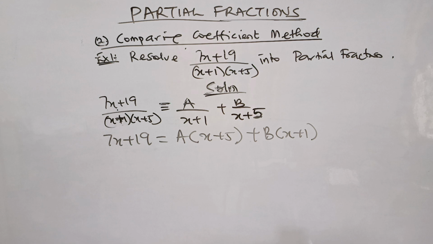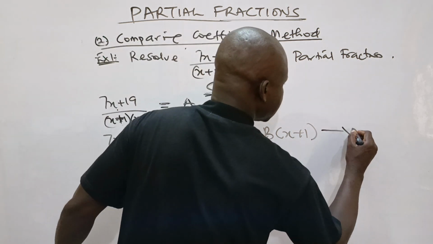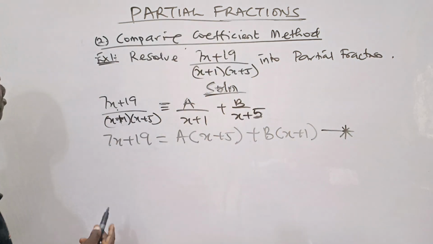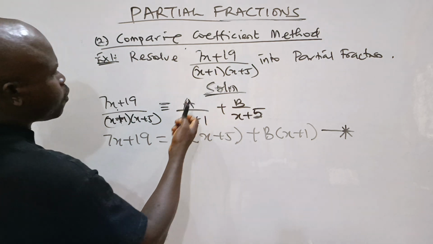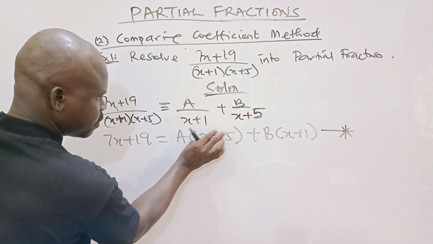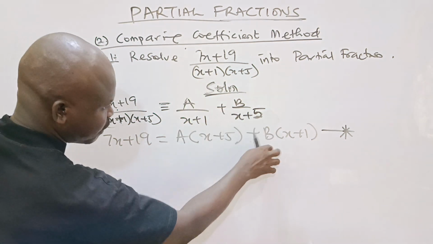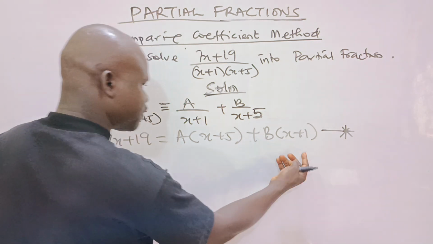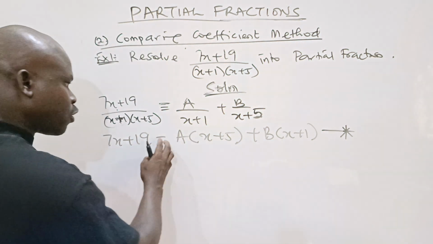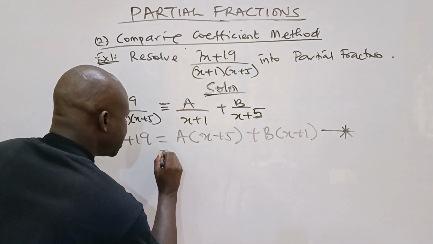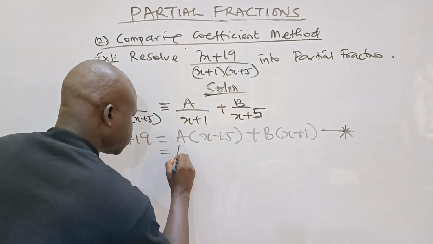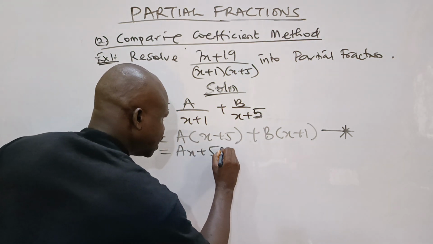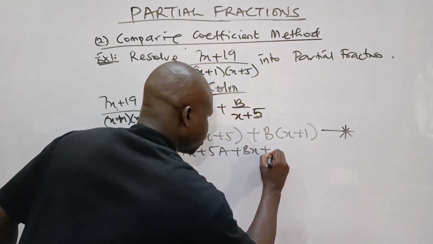From this point, that's where we applied the cover-up method the other time. But under the method of comparing coefficients, we are not going to use the cover-up method. That is, we put x equal to something to get the value of the first unknown, then put x equal to minus 1 to get the value of the second unknown. But in this case, we are going to expand. I'm going to have ax plus 5a plus bx plus b.